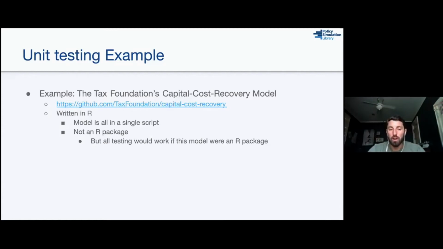It's written in R. The model is in a single R script. It's not in an R package. So I'm going to show you how to test some of the functions in this script. But if this were an R package, the testing would work similarly, right?